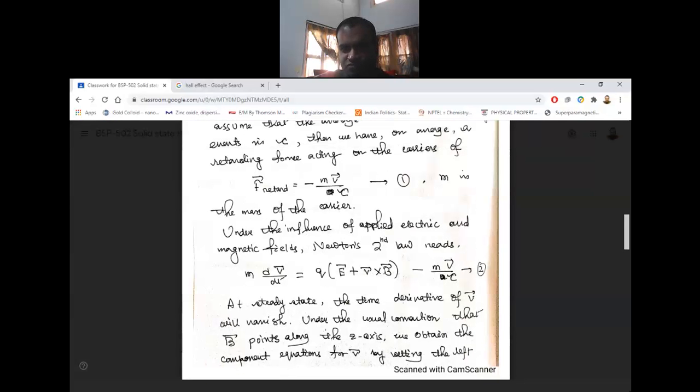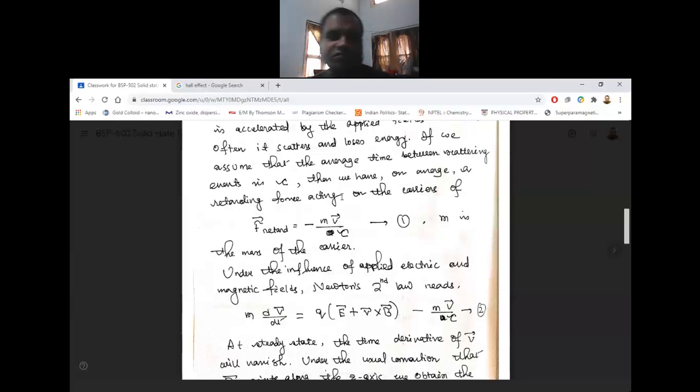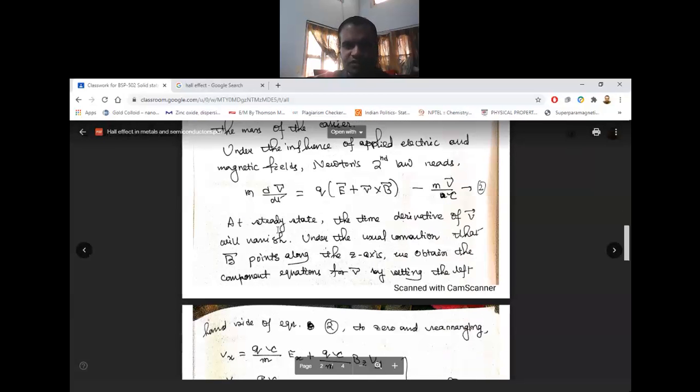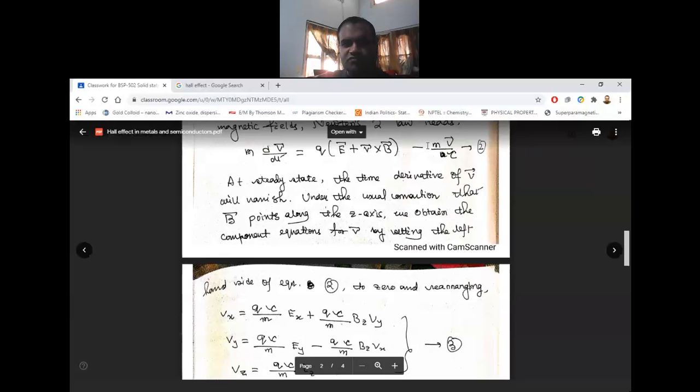So the total force is the Lorentz force, because of the presence of both electric field and magnetic field, minus the retarding force, because the electrons will collide with impurities and ions, etc. Therefore there will be a force acting opposite to the direction of motion of the electron or whatever the charge carrier is, which results from scattering between electron and impurity. So this is the equation for total force.